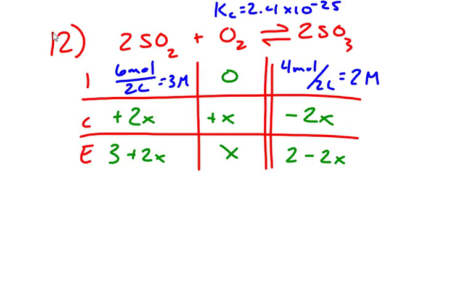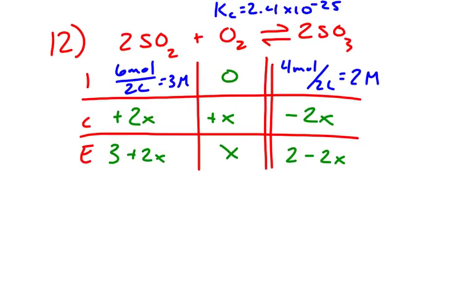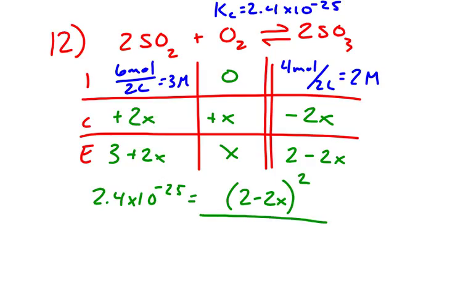So I would plug this into an equilibrium expression now. Okay, so I have 2.4 times 10 to the negative 25th equals (2 minus 2x) squared over (3 plus 2x) squared plus x.